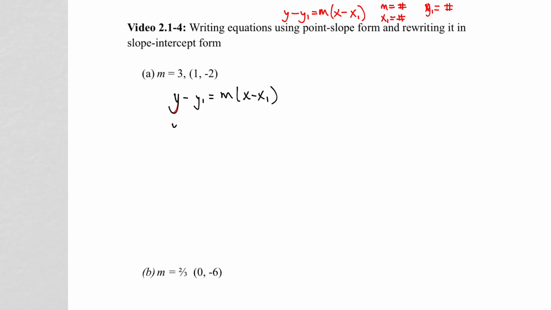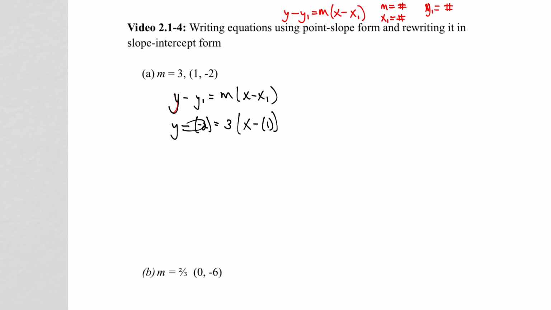So we have y minus y1 is negative 2. Notice I substitute into parentheses. I like to stay organized. 3 equals 3 times x minus, substitute 1 in for x1. And I'm going to clean this up a little bit.